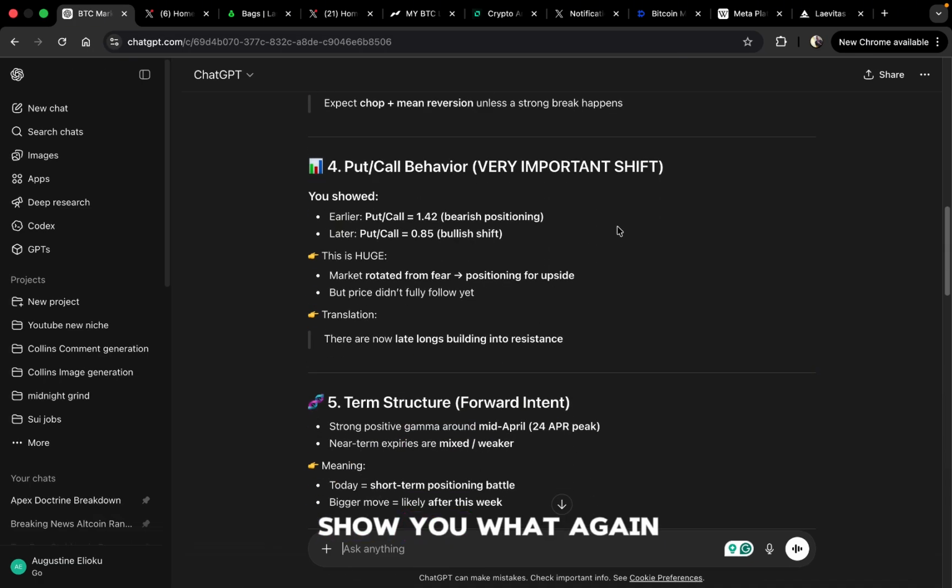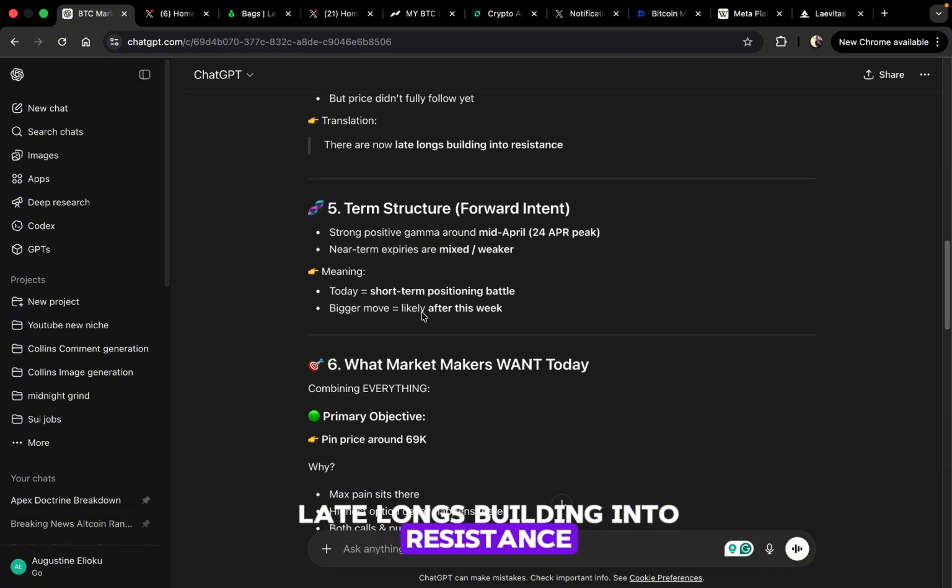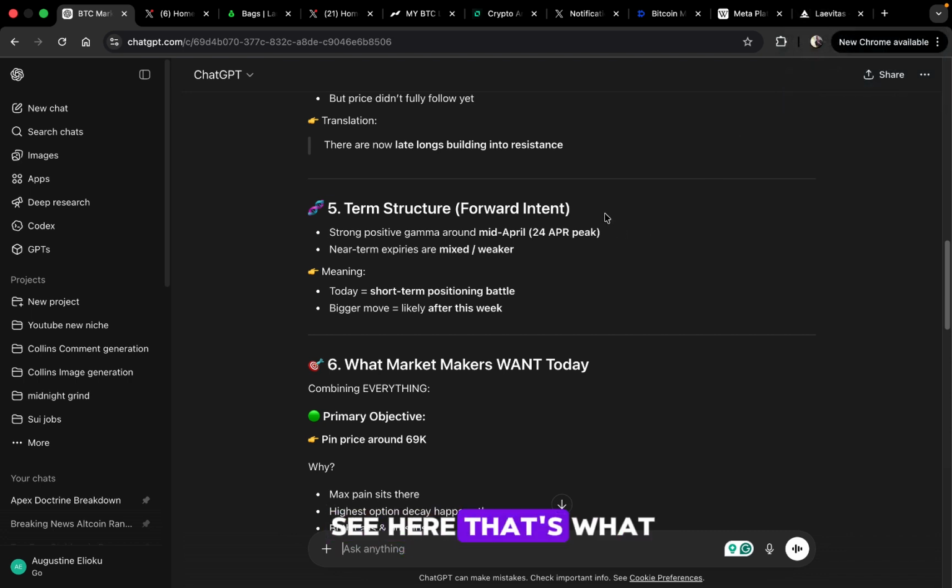Now put-call behavior, very important shift. Earlier the put-call ratio was 1.43, which is bearish positioning, but later it is 0.85, which is a bullish shift. This is huge. Market rotated from fear to positioning for upside, but price didn't fully follow yet. So there are now late longs building into resistance. These are all important for forming your bias on what the market is going to do.